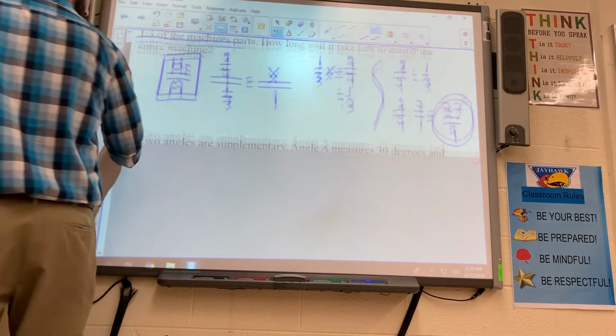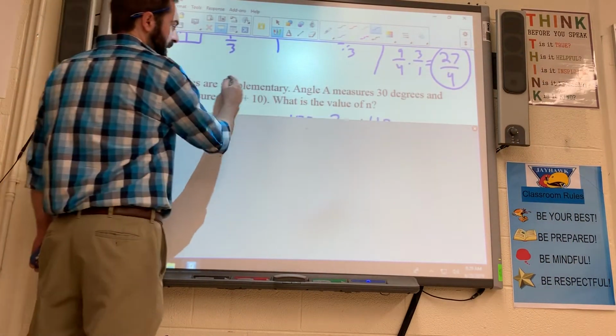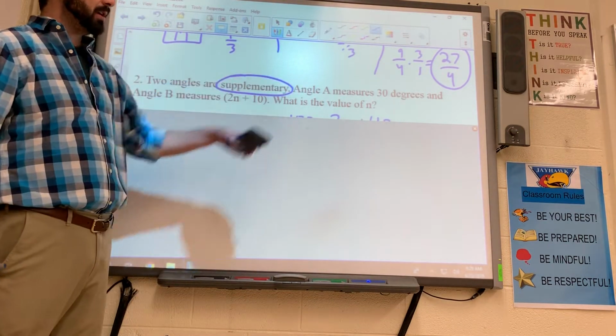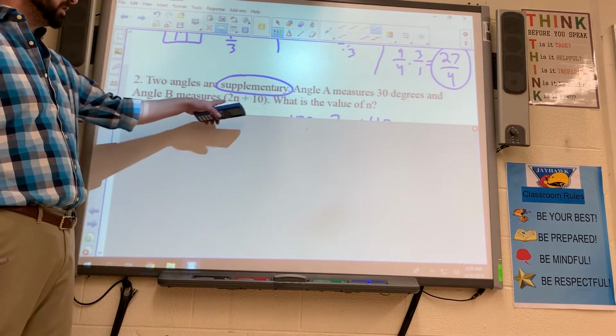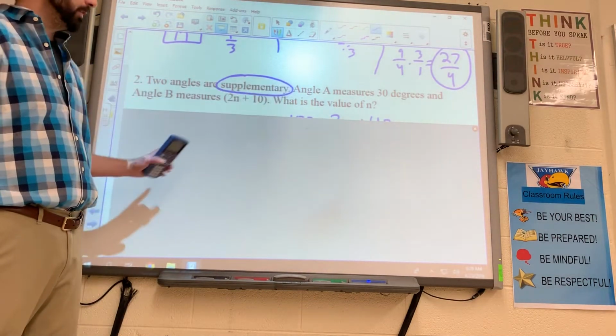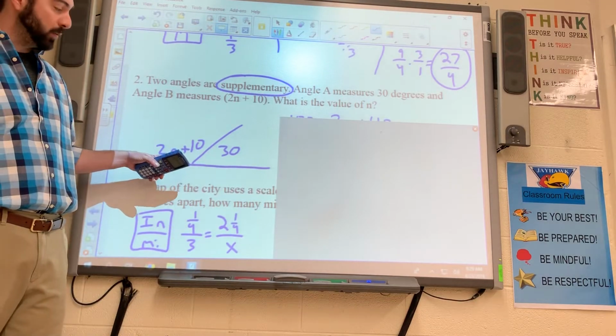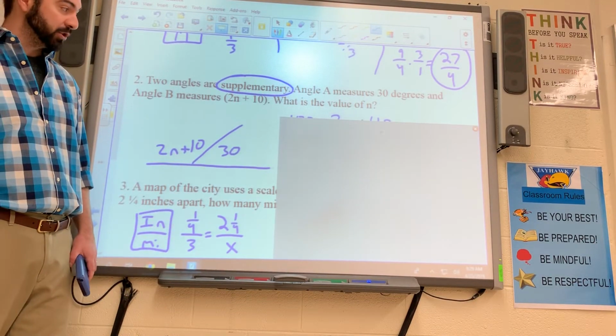Number 2. 2 angles are supplementary. Well, I know supplementaries form a straight line. One angle is 30 degrees, the other angle is 2n plus 10, and we want to solve for n. So the first thing I did is I drew out a picture. Put 2n plus 10 on one side, 30 on the other side of my straight line.